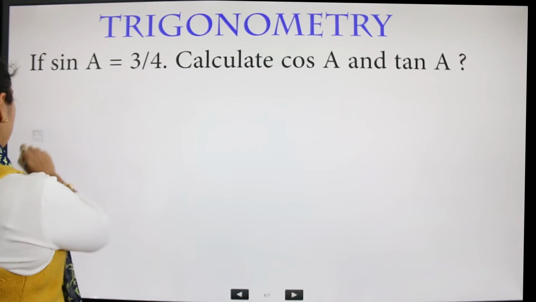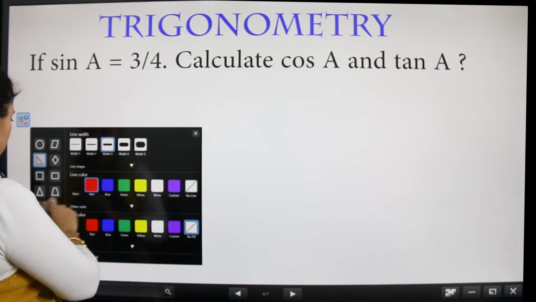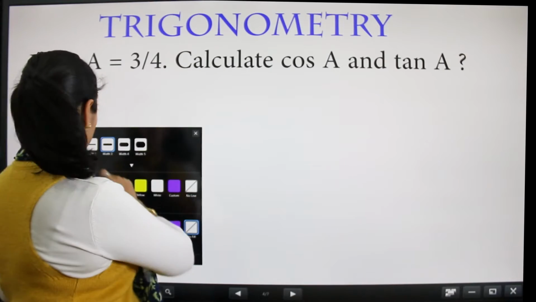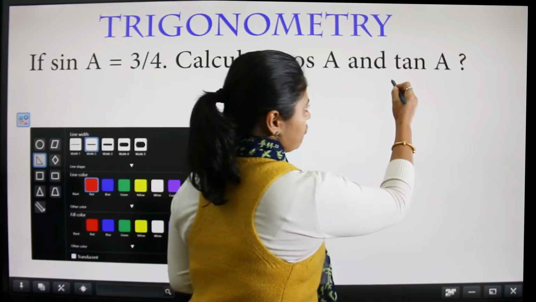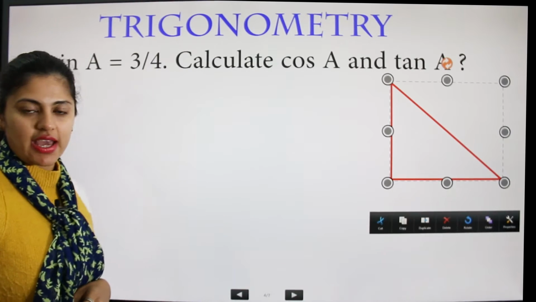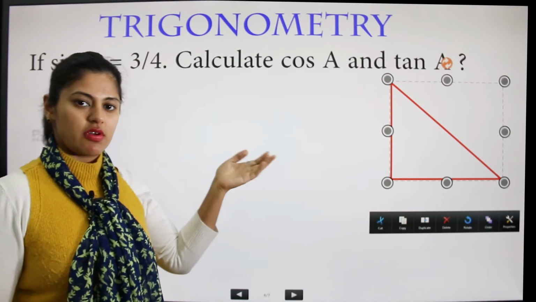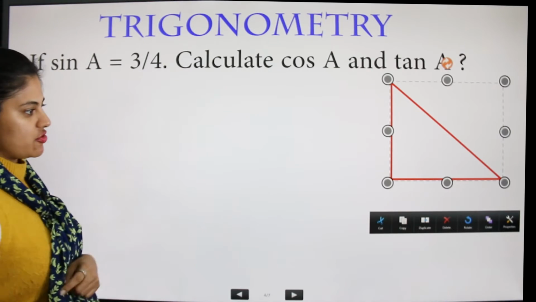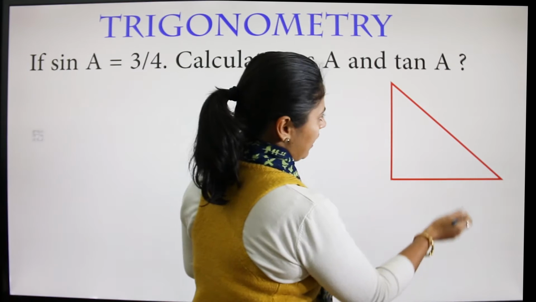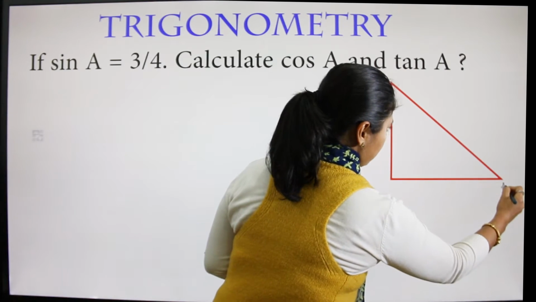Okay, so let's draw the triangle. As we already know, we need triangles for drawing the trigonometric ratios and doing the questions. So let's draw the triangle here, so that we have a right angle triangle, because we need to solve with the help of the Pythagoras theorem. Two values are already given to us. So suppose we give names to the triangle, let this be angle A.